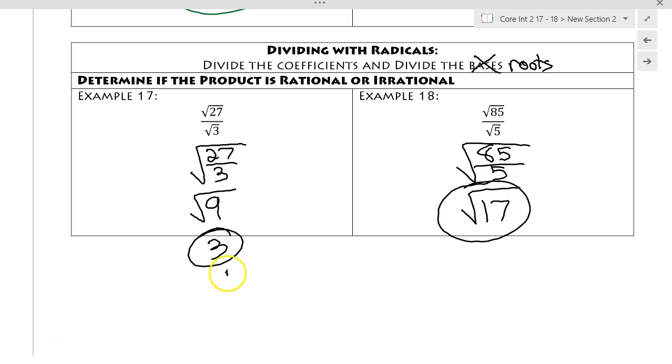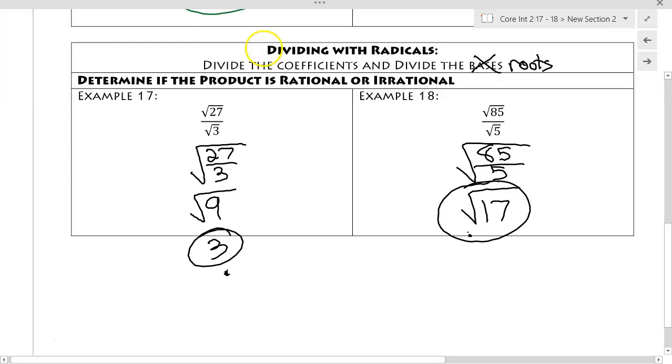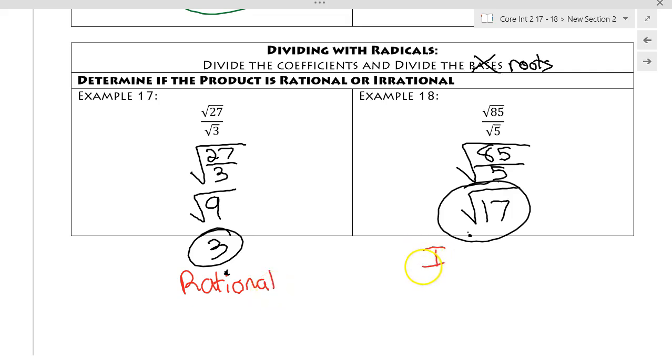Remember, whole numbers are rational. Anything with a square root is irrational. So, make sure you mark whether it's rational, a whole number or a fraction, or irrational, the square root. Okay, so make sure you're looking for that.